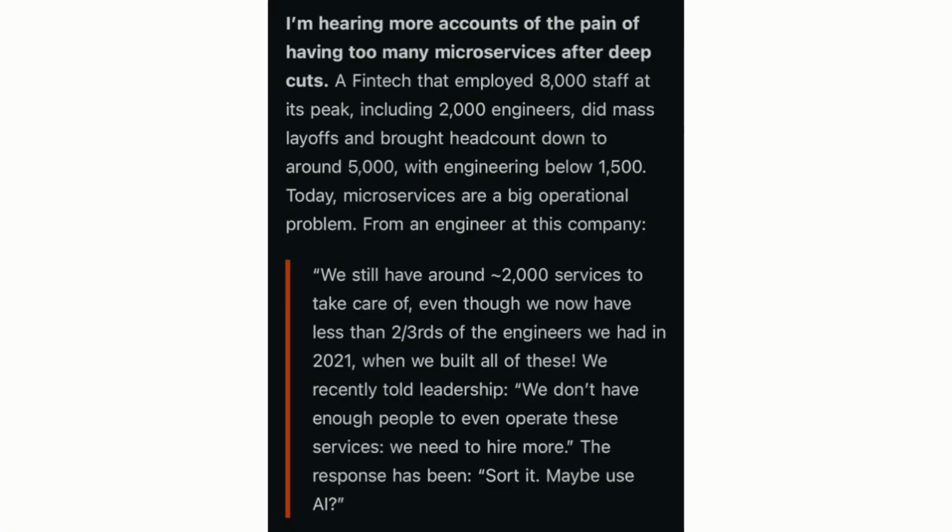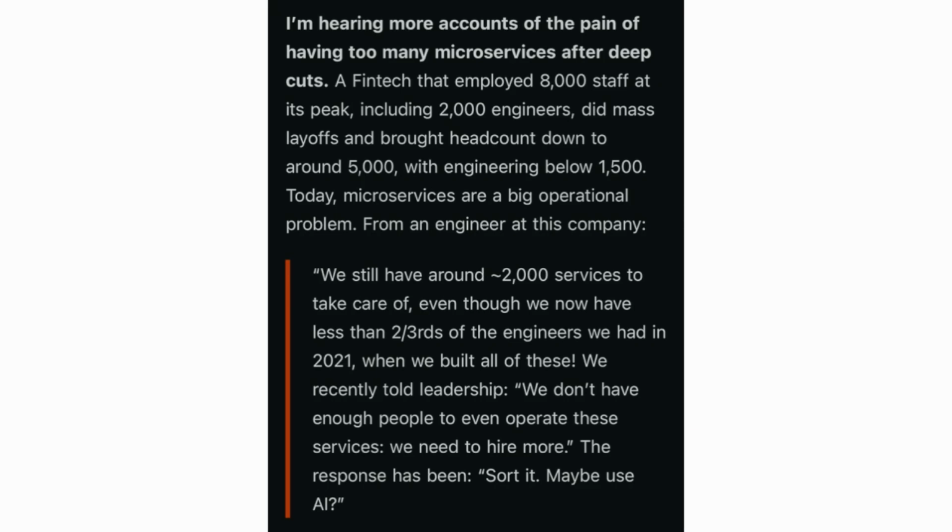And now that there is less money in tech, I think we are seeing the trade-offs that you make with microservices. Maintaining a system with thousands of microservices, if you have 8,000 engineers, is way easier than if you have only 2,000. The added complexity becomes much more apparent in this case.